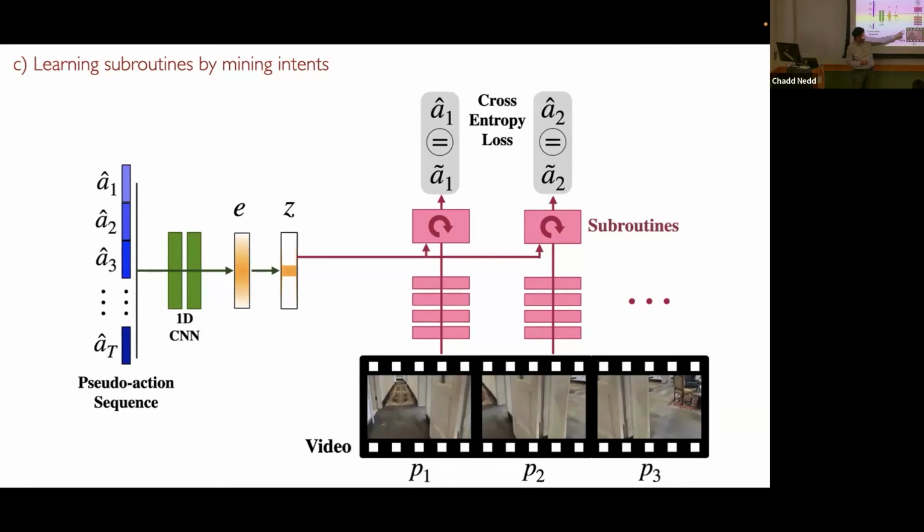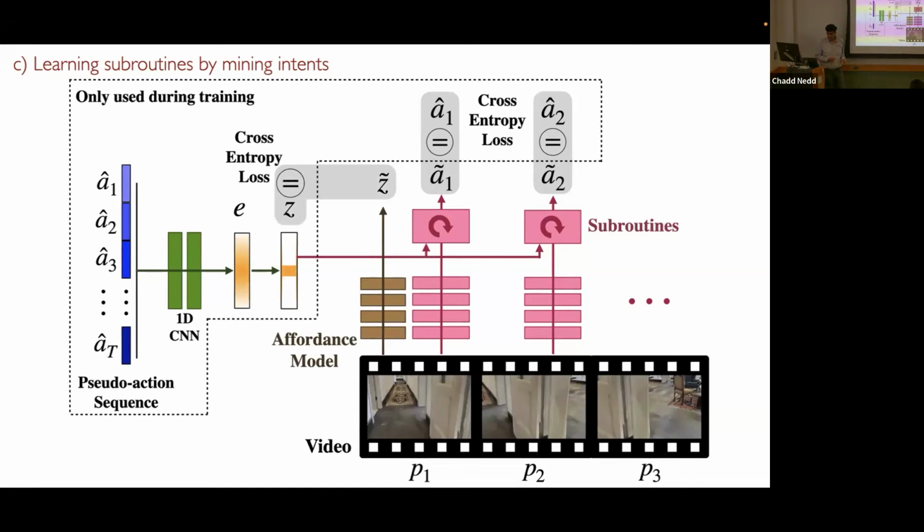I can also train a model which can predict the latent intent from the image that I have. So I can set up these kinds of losses and start training this model. All of this is only used during training. What I get at the end of the day is these things which I'm calling subroutines, which can take in a latent intent and the current observation, and output what actions one can take to exhibit useful, reasonable skills.